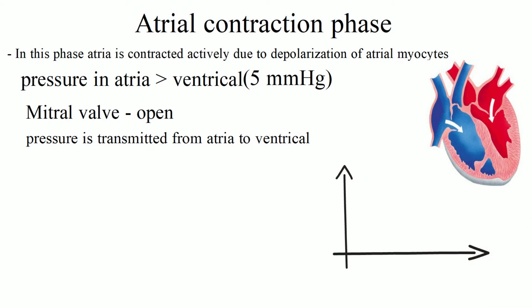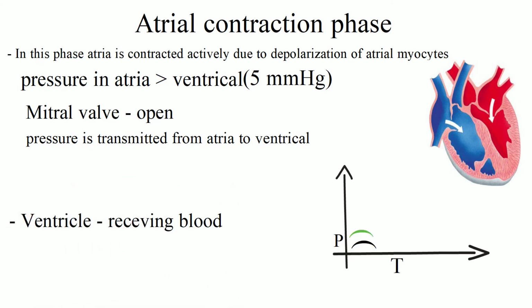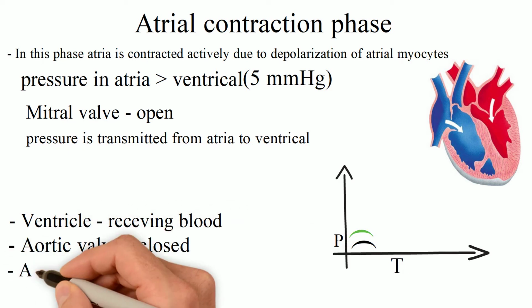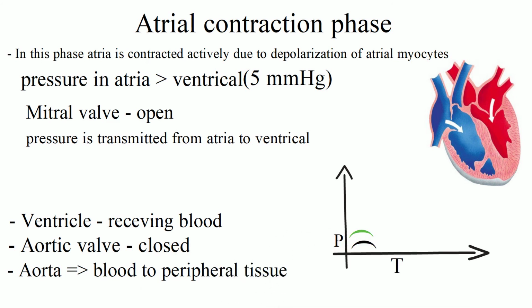If we plot a graph for pressure and time, there will be formation of an A wave, which represents the rise and fall in pressure of the atrium. We also have a green wave which represents that the pressure from the atria is transferred to the ventricle. Now in this phase, the ventricle is receiving blood, the aortic valve is closed, and the aorta is passing the remaining blood which it contains to the peripheral tissue.